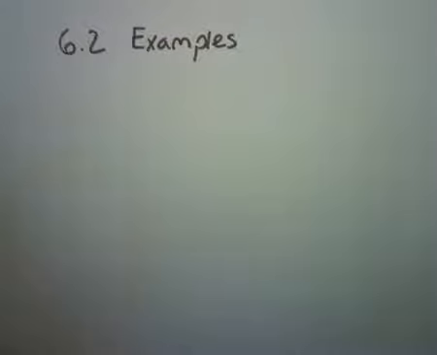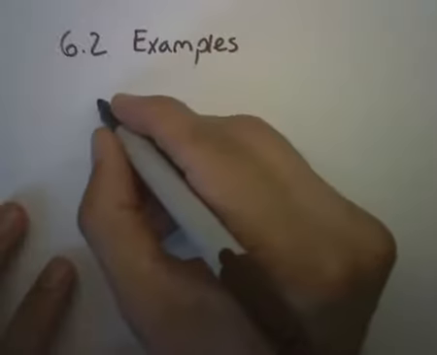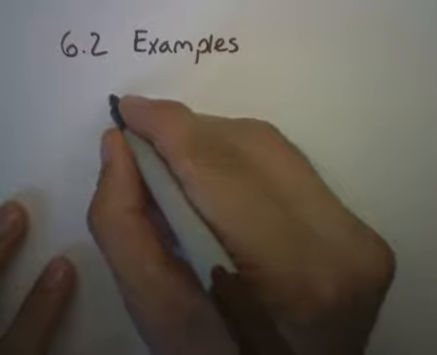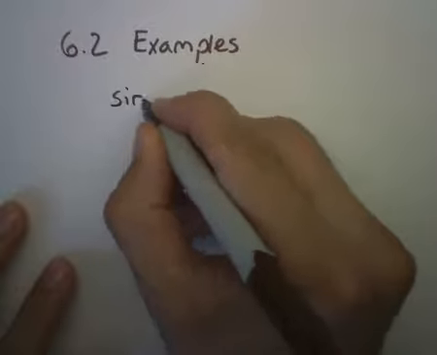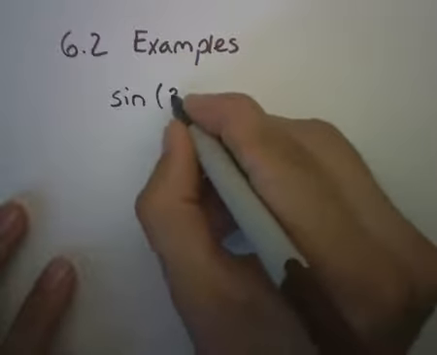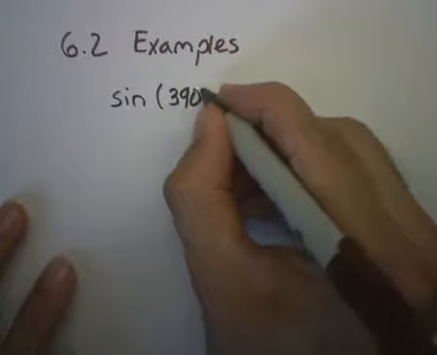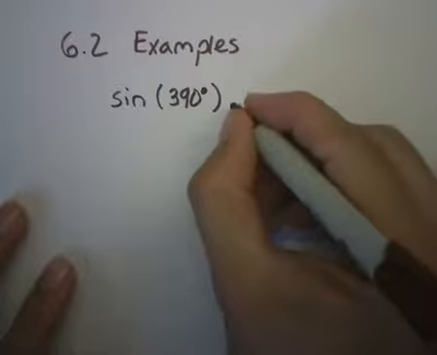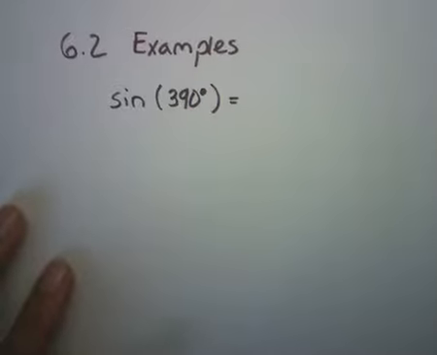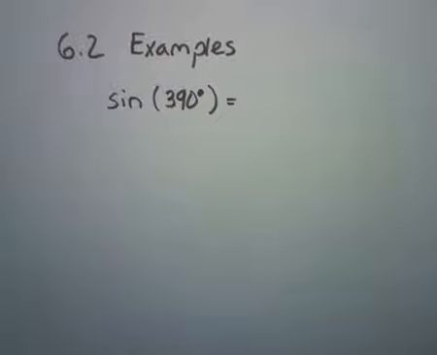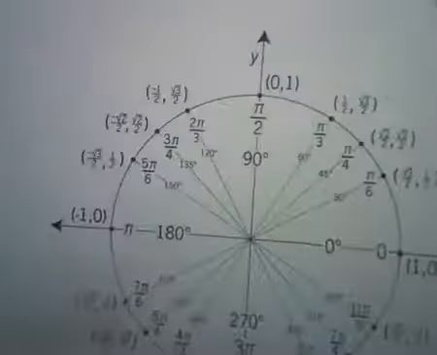In 6.2, they'll give you some trig functions where the input is bigger than one full revolution of the circle. So let's do an example in degrees first, since that's a little bit easier, I think. So let's say they gave you sine of 390 degrees, and that is bigger than going all the way around the circle once, but you just keep going, is the beauty of the unit circle.